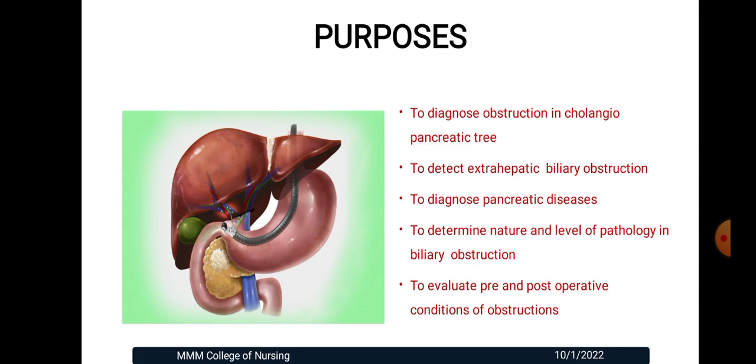Purposes: to diagnose obstruction in the cholangiopancreatic tree, to detect extrahepatic biliary obstruction, to diagnose pancreatic diseases, to determine the nature and level of pathology in biliary obstruction, and to evaluate pre and post-operative conditions of obstructions.